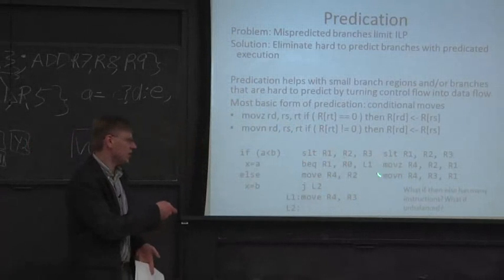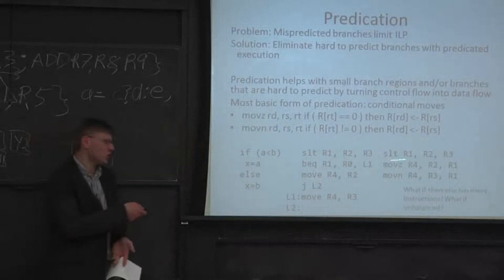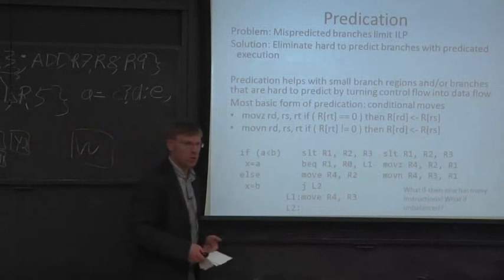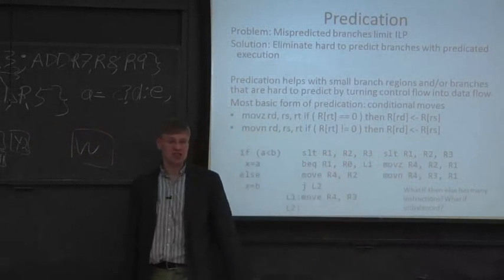These are typically called conditional moves. If you go look in something like x86, I think these are actually called cmove. If you go look in MIPS, it's called movz, but people name these things slightly differently.